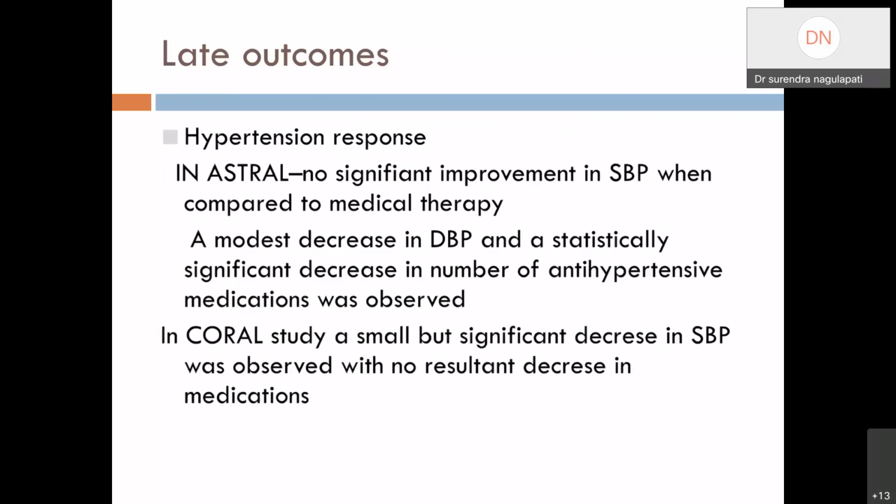In the ASTRAL study, there is no significant improvement in systolic blood pressure when compared to medical therapy, a modest decrease in diastolic blood pressure, and a statistically significant decrease in the number of antihypertensive medications was observed. In the CORAL study, a small but significant decrease in systolic blood pressure was observed with no resultant decrease in the number of antihypertensive medications.